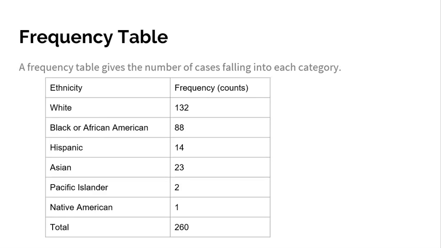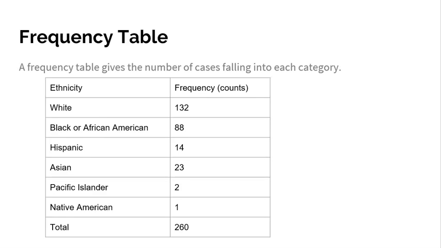So imagine you have this huge survey. You ask all these people, what is their ethnicity? And you have a ton of data. And now you want to count how many people fell into each category. It's that simple. So you say, okay, there were 132 people that I counted fell into the white ethnicity, 88 black or African Americans, and so forth.